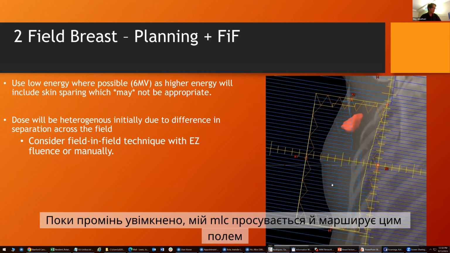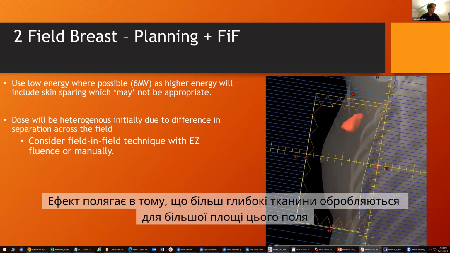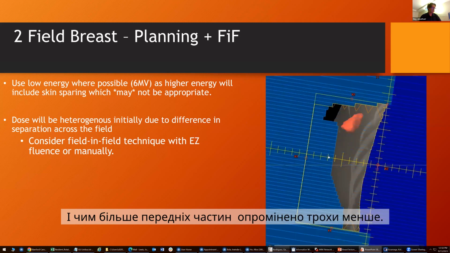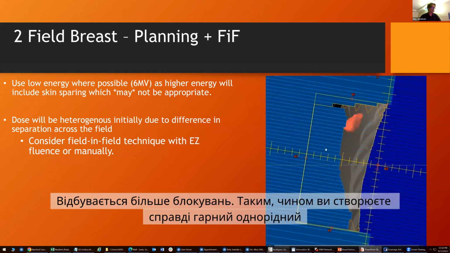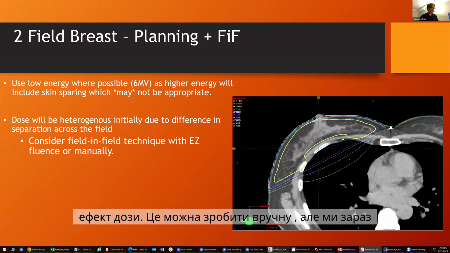While the beam is turned on, my MLCs are advancing and marching across this field, and they do that more on the anterior side than those deeper tissues. So what the effect is, the deeper tissues are treated for more of this field, and the more anterior portions of the anatomy are treated a little bit less. There's more blocking that happens, such that you create that really nice homogeneous dose effect.